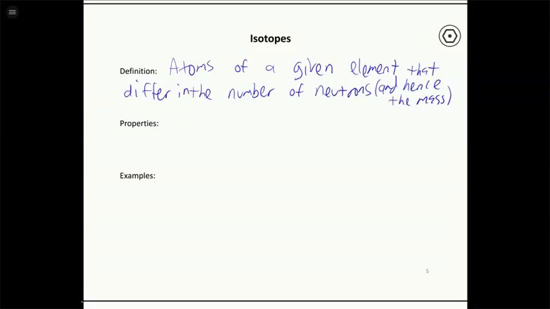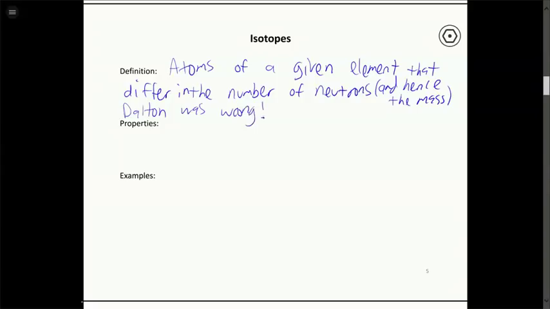And this is the one part that Dalton was wrong about in his atomic theory. So remember that part of the atomic theory, which was developed way before we even knew isotopes existed, was that all atoms that make up a given element have the exact same mass. And that's not entirely true. For most naturally occurring elements, you have more than one isotope, which is more than one type of atom that can make up that element, with different numbers of neutrons in the nucleus. There are some elements that only have one naturally occurring isotope, but most of them have more than one.